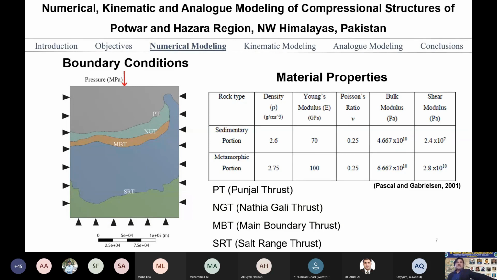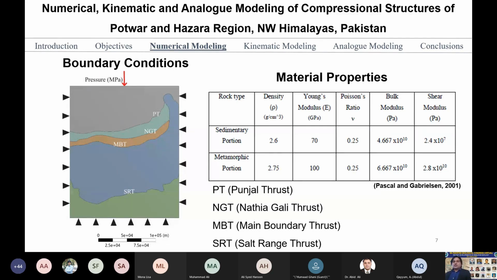On the other side, you can see the material properties which I induced in this numerical modeling. For that, I use Young's modulus and Poisson's ratio. For the sedimentary part, I use 70 GPa of Young's modulus and 0.25 Poisson's ratio. And for the metamorphic region, which is on the north of the Panjal thrust, I use 100 GPa of Young's modulus and 0.25 Poisson's ratio. These are the material properties and boundary conditions which I applied in this numerical technique.